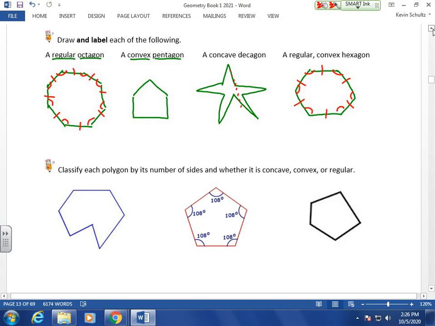But regular convex hexagon, 6 sides. Those sides, if extended, would not pass through the hexagon. And the regularity of it means it has those congruent sides and congruent angles.